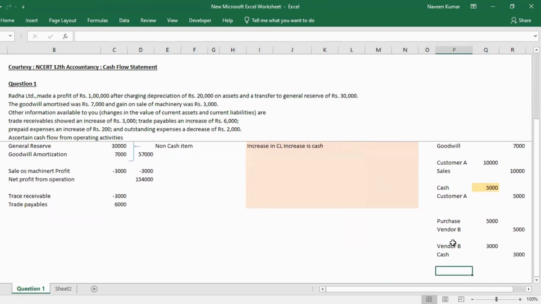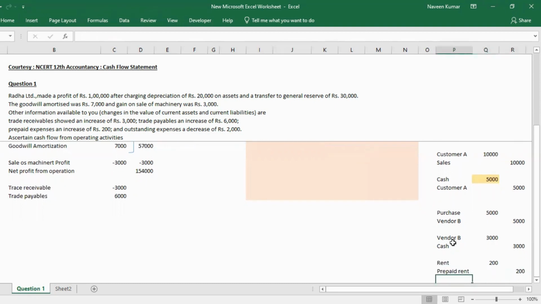Prepaid expenses means what? For example, prepaid expenses. I have paid my rent in advance. You think so? Rent 200. You think prepaid rent. So what is happening here?